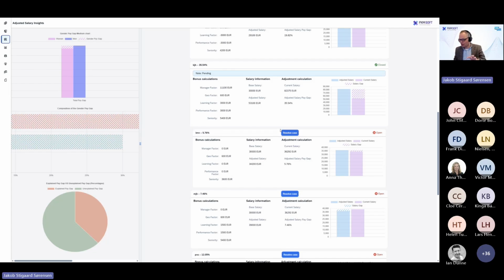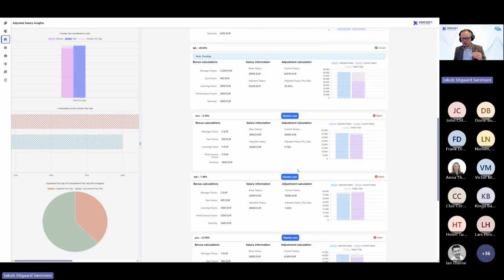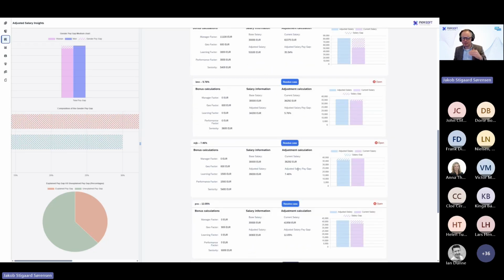So this is not the employee request handling. This is you proactively working with the data, making sure that you don't expose yourself down the line for the requirements of the directive. The system automatically flags these based on the thresholds that are in. So in this case, it's the 5% threshold. So what we'll see is that all these employees are above the 5% threshold, meaning they are flagged for action.